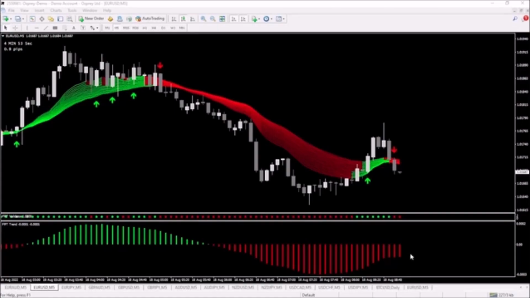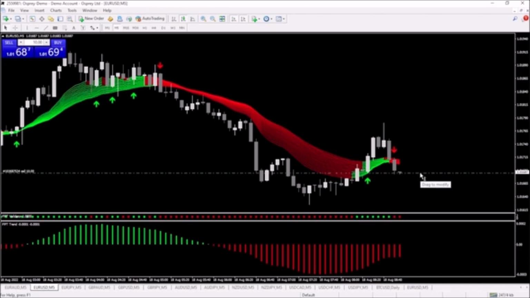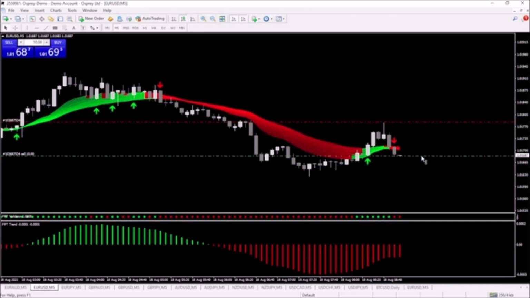We just got a signal to go short, so I am going to get into this sell trade. Now I'm in the trade. My stop loss is going above this recent swing high, and my take profit is going 1-to-1.